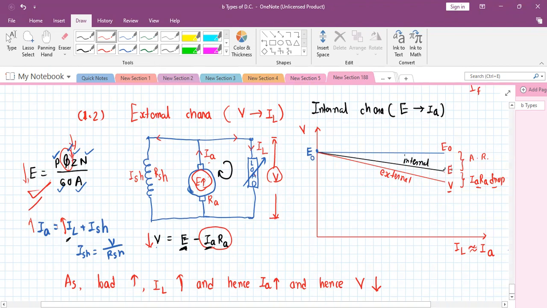Now what is the relationship between E and V? Write down this equation. And write that as the machine is now loaded, the armature current will flow and the IRa drop will occur, and hence your voltage will be reduced. So this is called the external characteristic. Okay, write down your own. Have you done, or is it remaining? Complete.